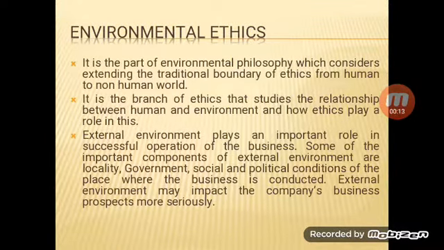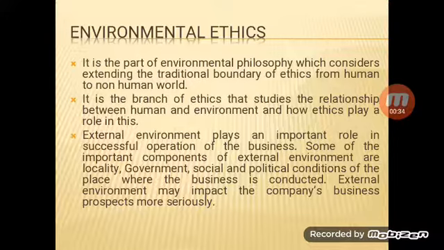Hi students, the next important chapter in business ethics is environmental ethics. What do you mean by environmental ethics? It is the branch of ethics which studies the relationship between human and the environment, and studies how ethics plays a role between the human and the environment. This is called environmental ethics.